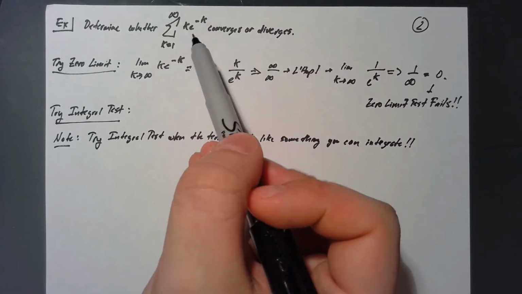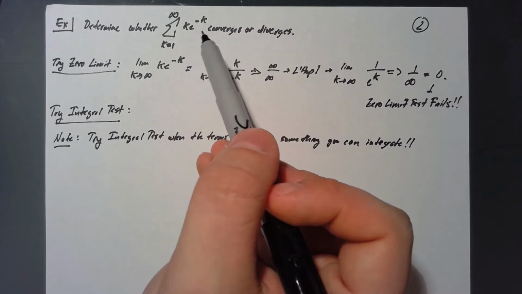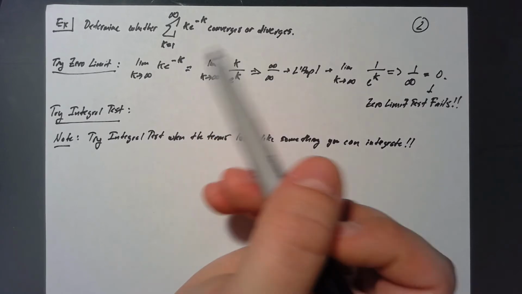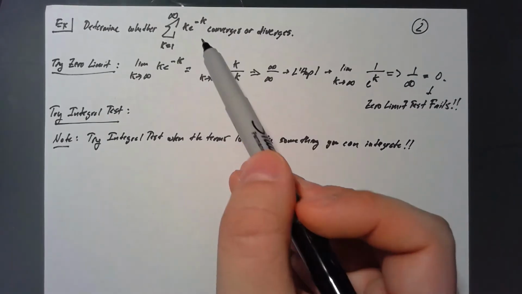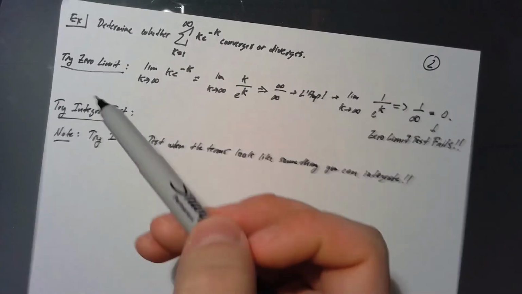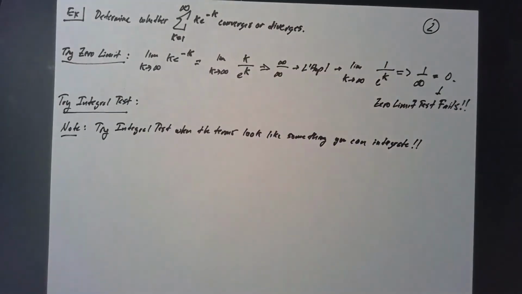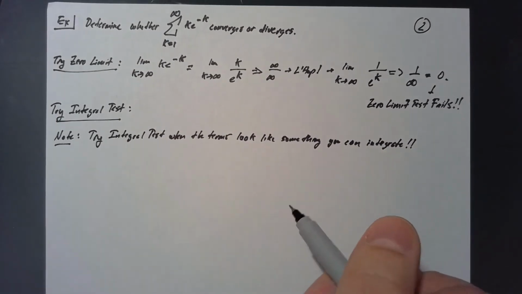Since this is certainly something like k times e to the negative k, if you think how do we integrate that, we use integration by parts. So since this is something that's integratable, we should try the integral test. All right, so let's try the integral test.